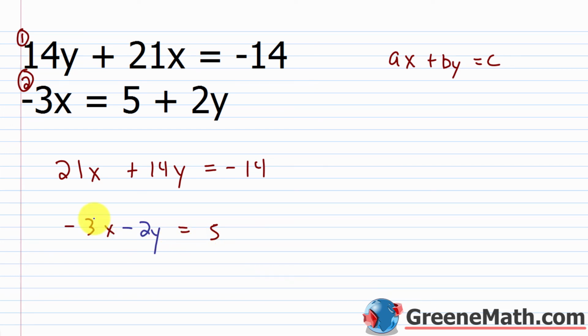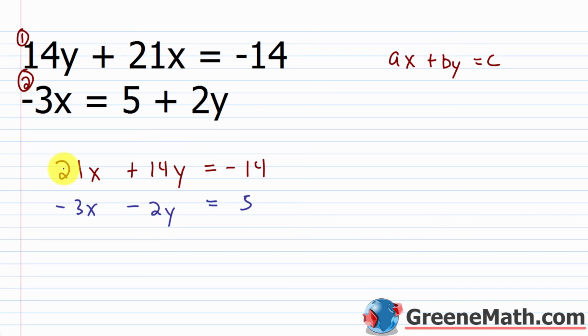So let me write that a little better. Negative 3x minus 2y is equal to 5. All right. So now I'm looking to make one pair of variable terms into opposites. And again, you can pick either one here. It's about the same amount of work.